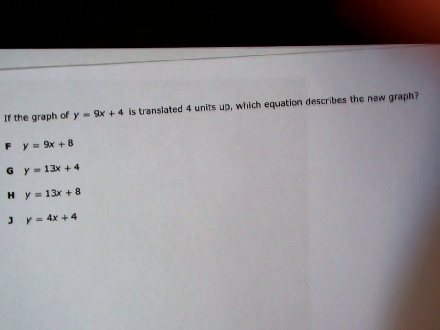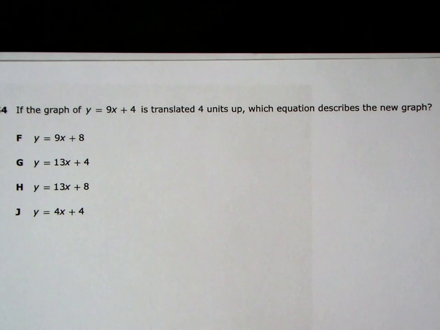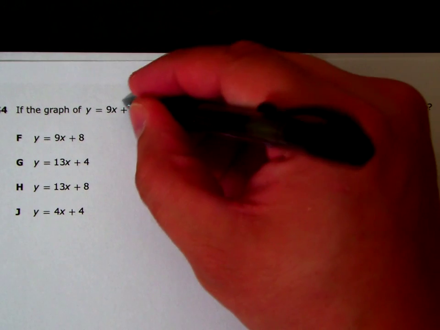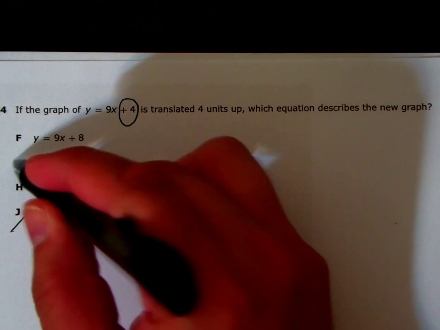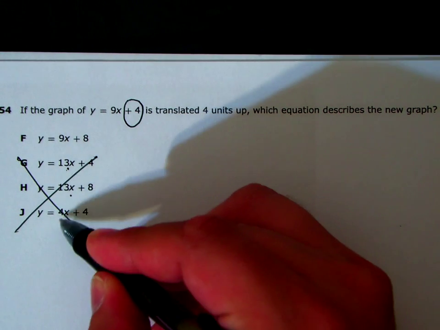And one more, and we're done with this test, right? So number 52. If the graph of y equals 9x plus 4 is translated up 4, which equation describes the new graph? Okay? When you translate it up, y'all, all you're moving is this back part. You're not changing the slope. So really, if you know that none of these work because they're changing the slope here, they're changing the slope here, they change the slope here.